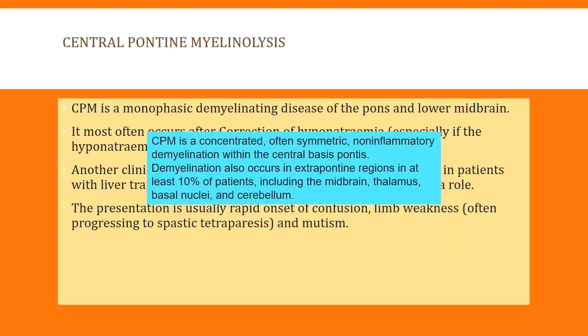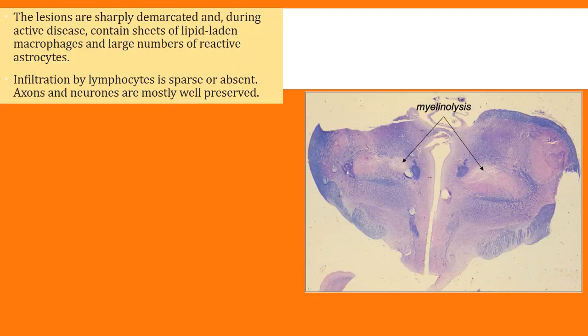Central pontine myelinolysis is a concentrated, often symmetric, non-inflammatory demyelinating disorder which basically affects the central basis pontis. Demyelination also occurs in extrapontine sites in about 10% of the cases, affecting the midbrain, thalamus, basal nuclei and the cerebellum. So what do you see in this figure?